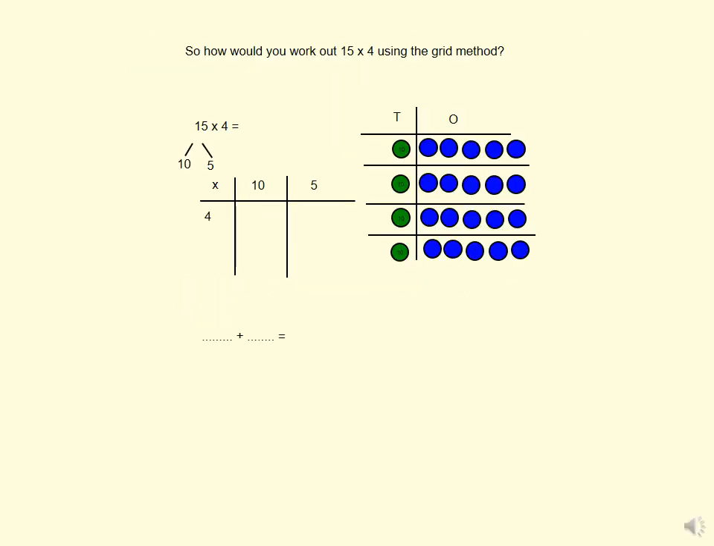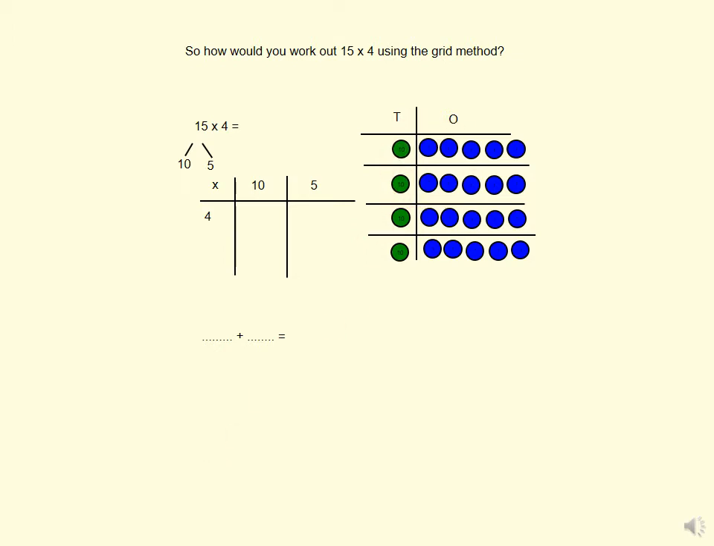Okay, so here is the grid method. So we've got 15 times 4, and the first step is to partition 15 into 10 and 5, okay, that's the first step we must do. So hopefully some of your grids will look like this already. So we've got 10 and 5 and we need to then times that by 4. This grid just shows us, as with the place value counters, we've got 4 lots of 15.